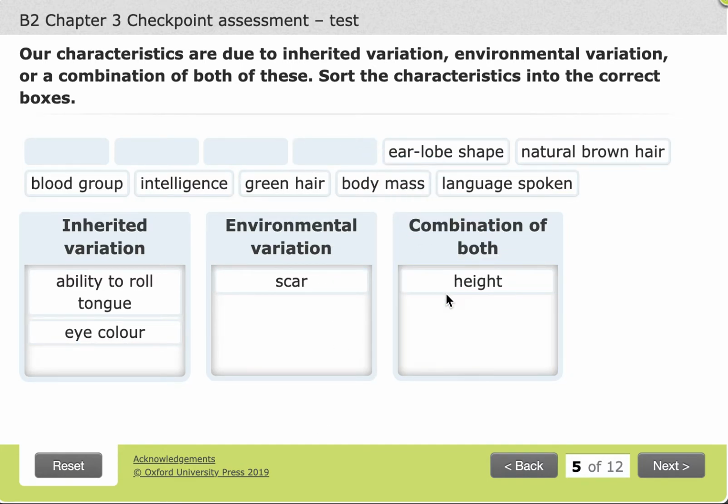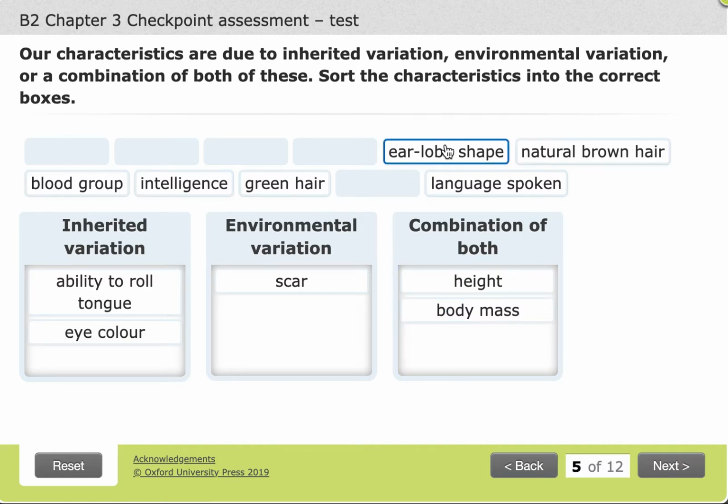Whereas your height is going to be a combination of both. You may inherit genes from your parents which allow you to be taller than others. However, there may be effects such as your diet which will cause your height to be greater. And that, while we're at it, is the same for your body mass.